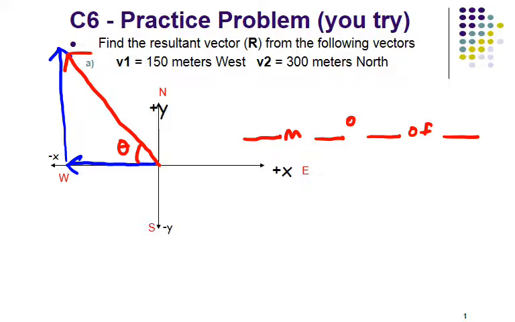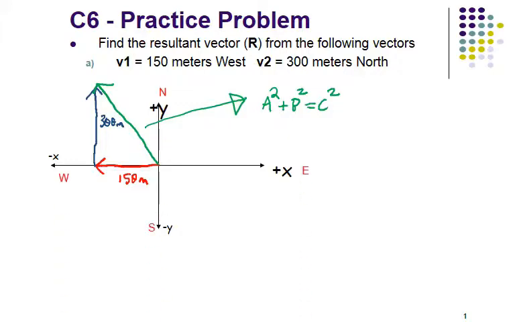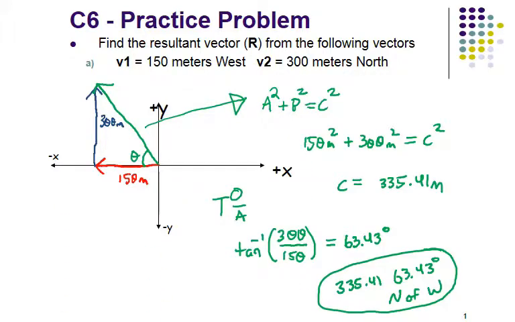Okay, so let's see how you did. We can use the Pythagorean theorem. The Pythagorean theorem will give us a length of 335.41. And then for our angle, we know the opposite side and we know the adjacent side. So opposite over adjacent, inverse tangent, will give us an angle of 63.43 degrees. And then we start on west and go north. So start on west, go north. So north of west, 63.43 degrees north of west.